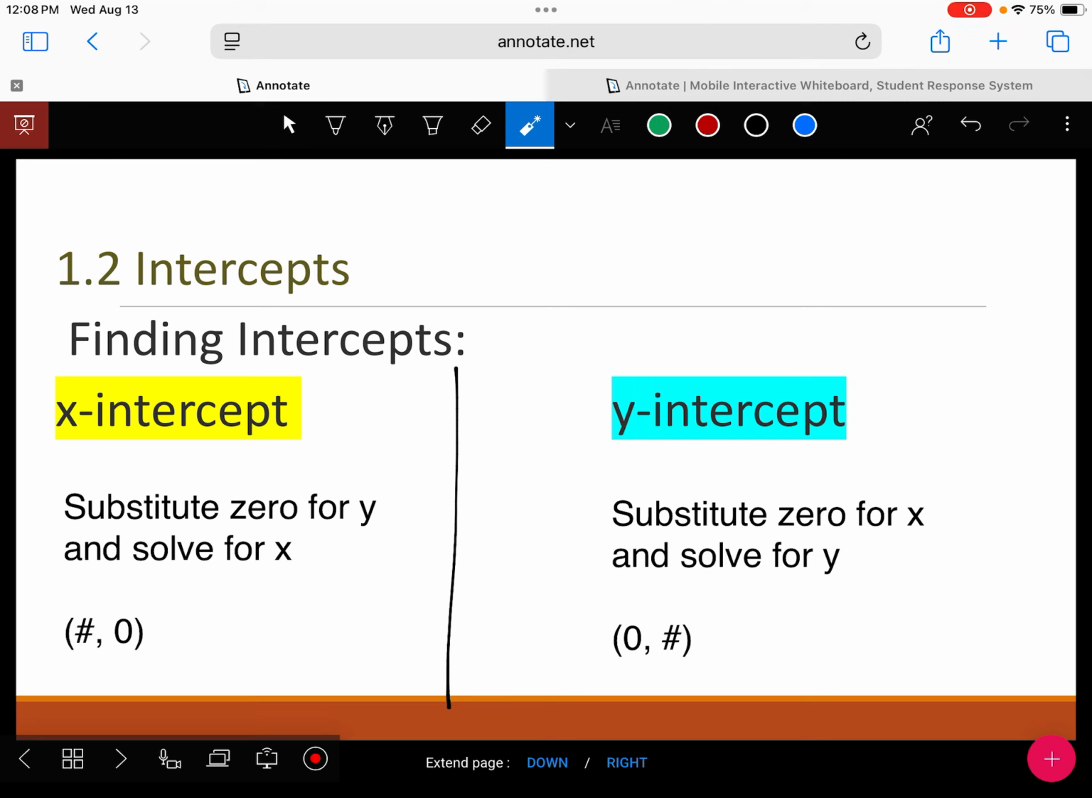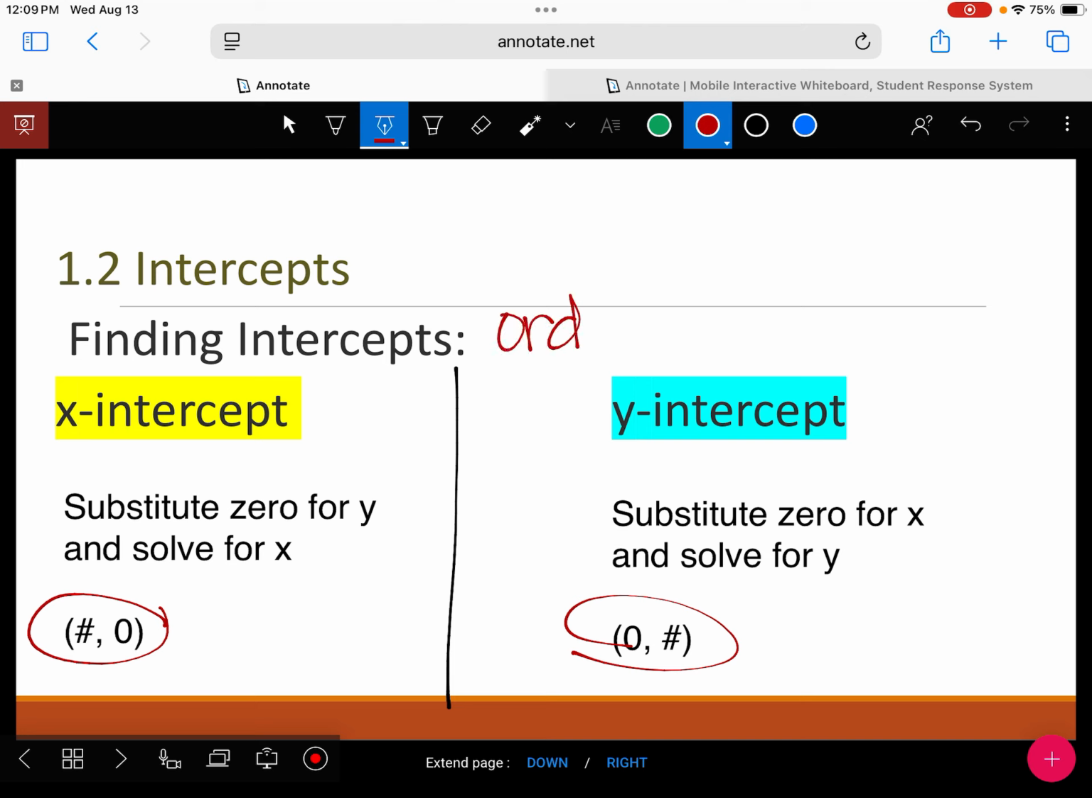So if you're trying to find the x-intercept, that means y becomes 0, and then you solve it. And if you're trying to find the y-intercept, x becomes 0, and you solve it. When you see this on the test, notice I said when, and it asks you for the intercept, I need for you to write them as ordered pairs to get full credit. You have to write your intercept as an ordered pair.